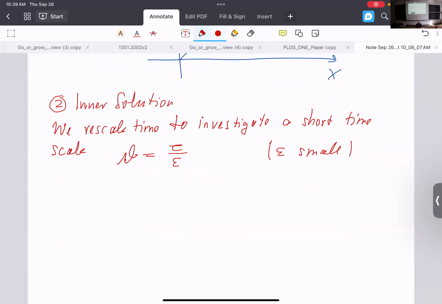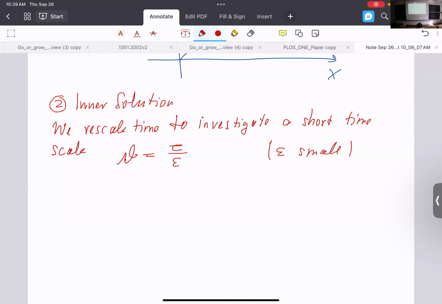Because if you think about it, if epsilon is very small, and if tau is 1, then the value for theta is really large. So let's say epsilon is a 1,000th, and if tau is equal to 1, then theta is 1,000. So it's a very large number. So you could say theta is a large scale and tau is a small scale.